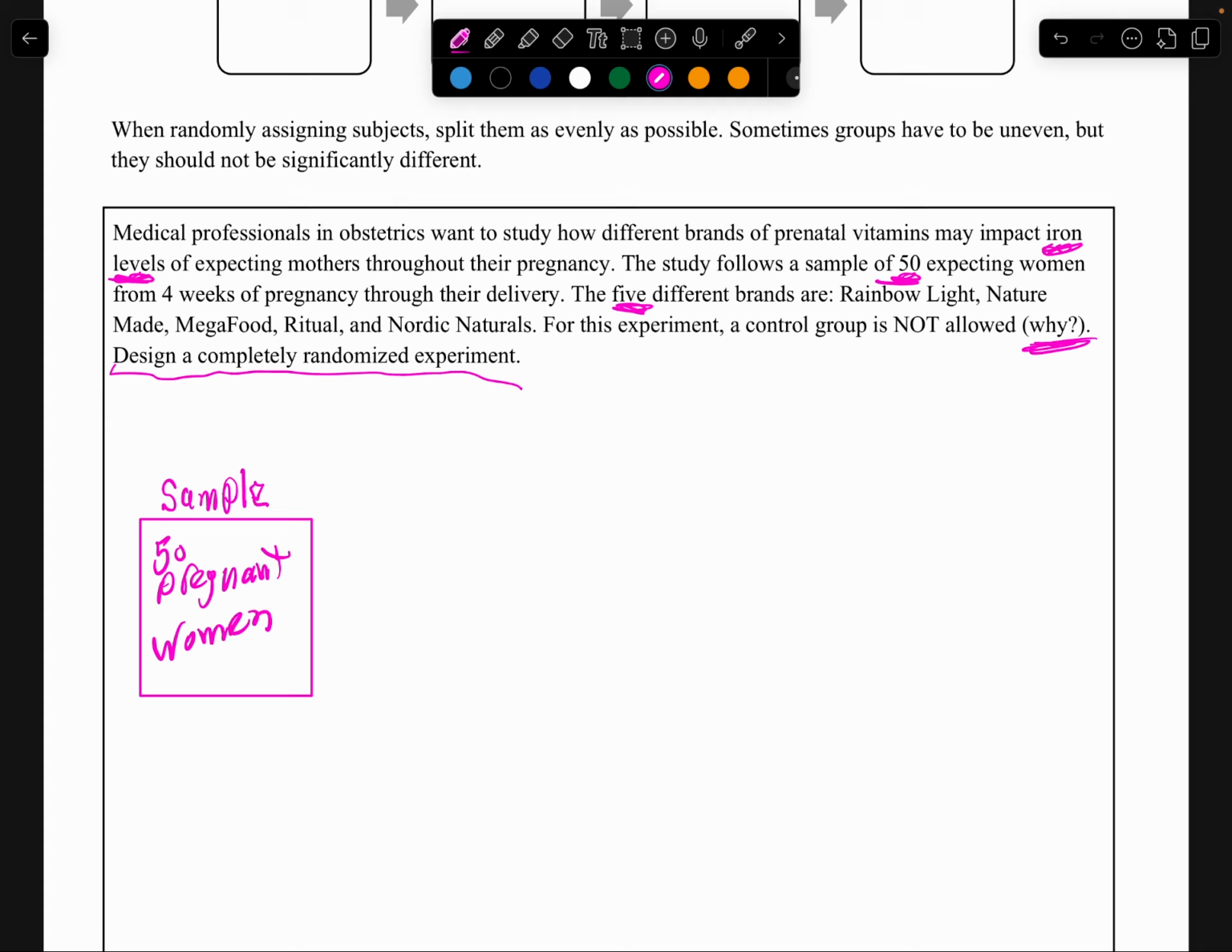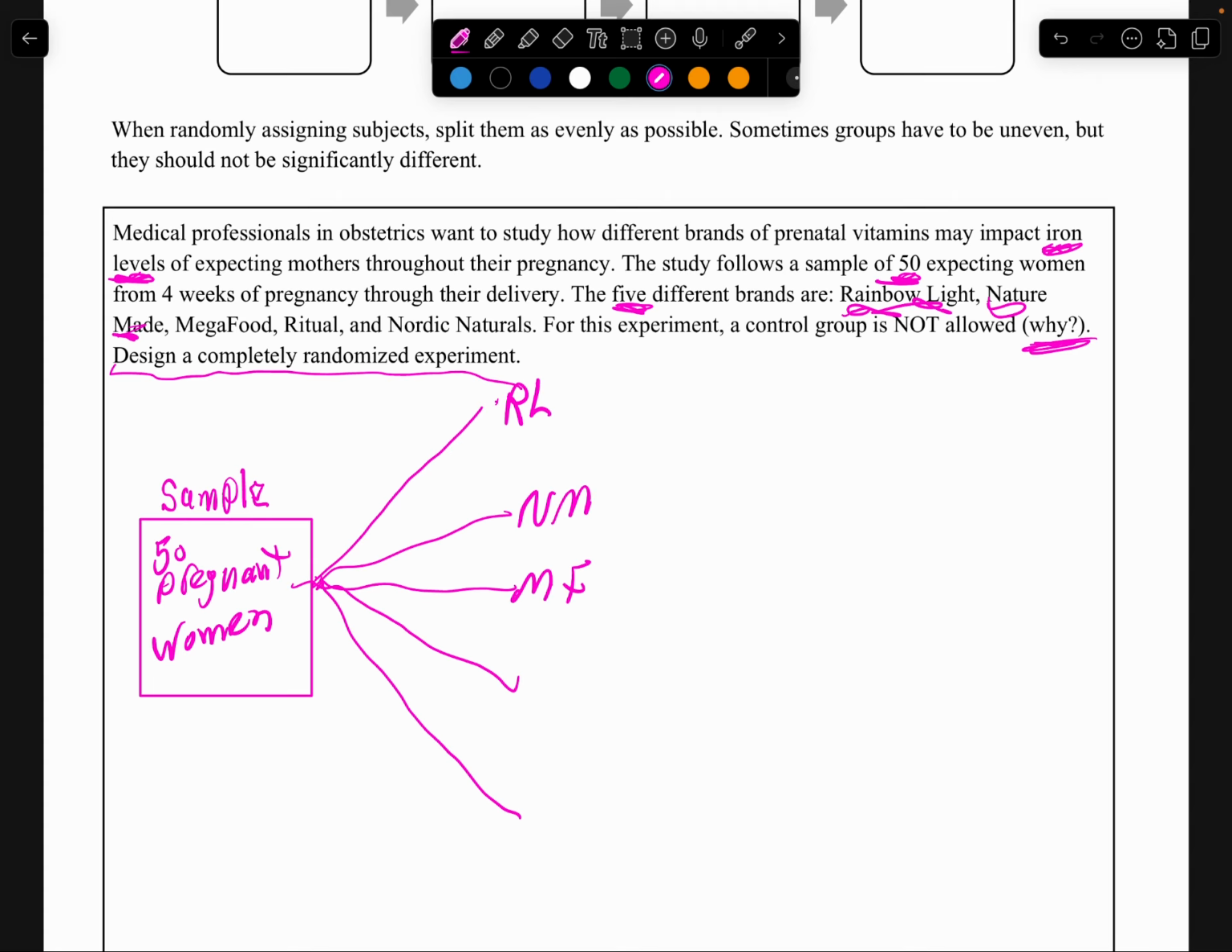Pregnant women, and that's our group, and we're dividing them up because we have 1, 2, 3, 4, 5 different kinds of pills. So we could have pill Rainbow Light, I'll call it RL. Nature Made, I'll call it Nature Made. We have Mega Food. We have Ritual vitamins. These are brand names. And Nordic Naturals. That's what they told us they are. For this experiment, a control group is not allowed. So we don't have any other groups. We got those 5 groups.